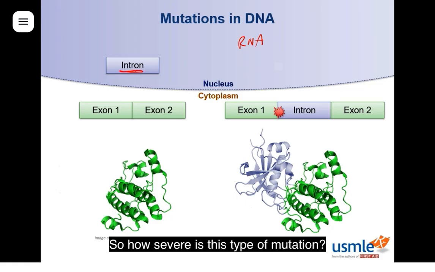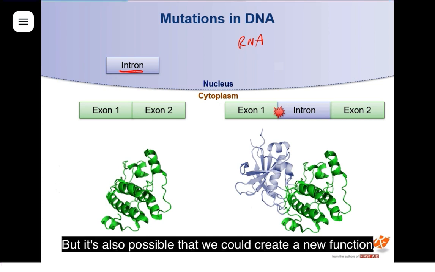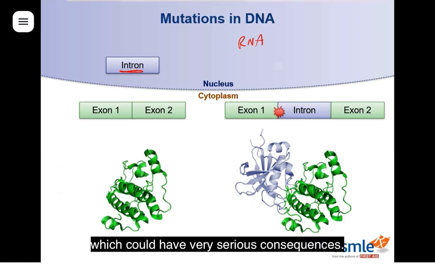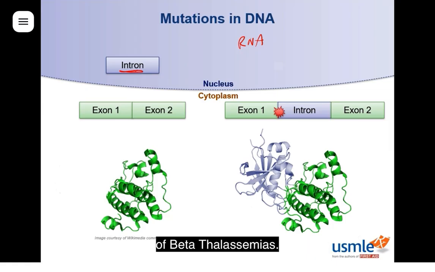So how severe is this type of mutation? Well, it really depends. For the most part, this will just result in a non-functional protein, either because an extra part prevents it from functioning normally, or because some of that intronic sequence had a stop codon in it, and we'll end up with only one part of the protein being translated. But it's also possible that we could create a new function for this protein, which could have very serious consequences. Most notably, splice site mutations are a rare cause of cancers, dementia, epilepsy, and some types of beta thalassemias.